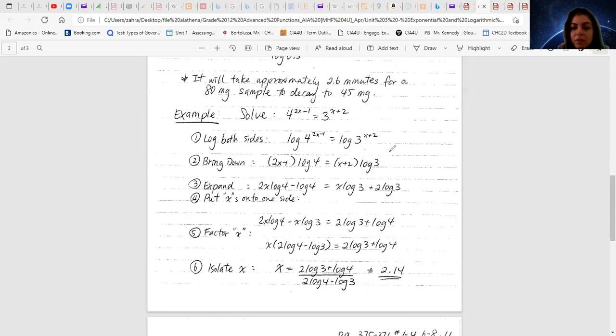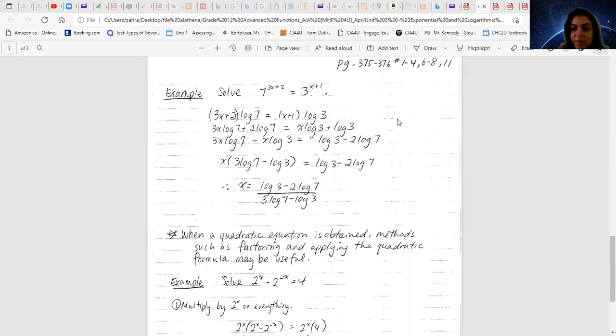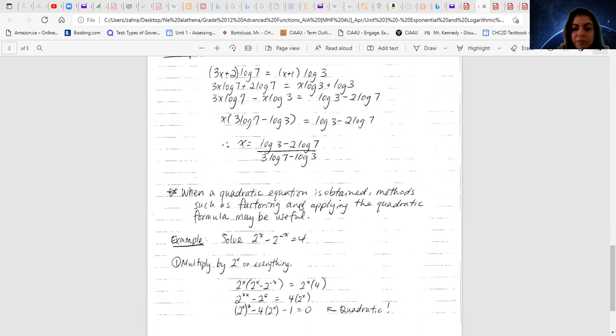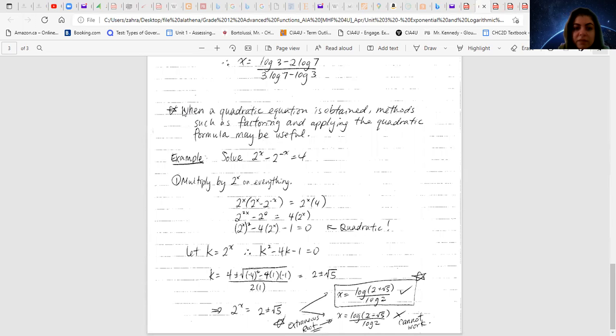No. Okay, so here is another one, the same thing. 7 power 3x plus 2 equal to 3 power x plus 1. Both sides, you do not have the same base. That's why you have to put the log in front of both sides, bring the power in front, expand both sides, bring the x term to one side, factor out x, and isolate for x. Okay, let's just do this one together.